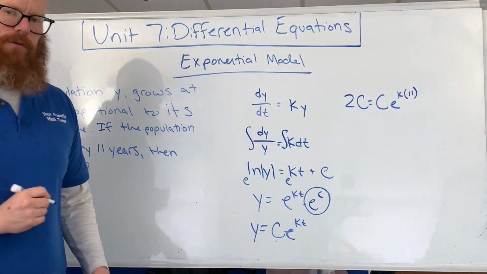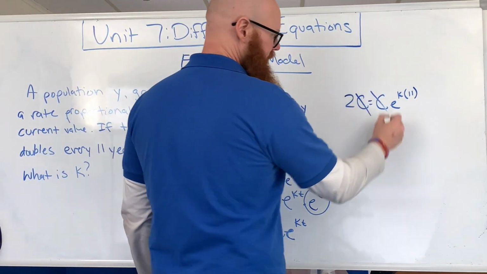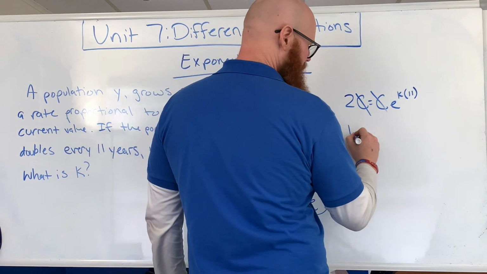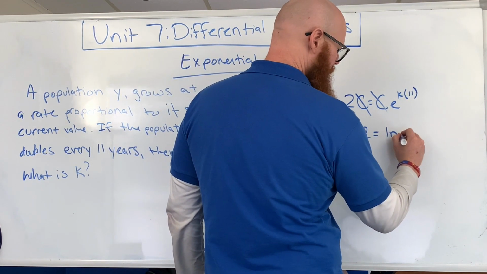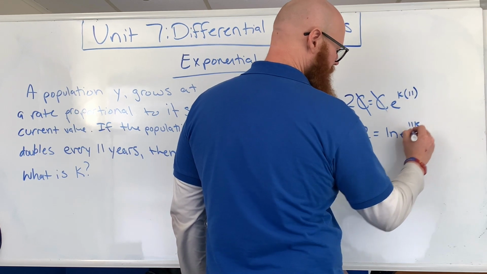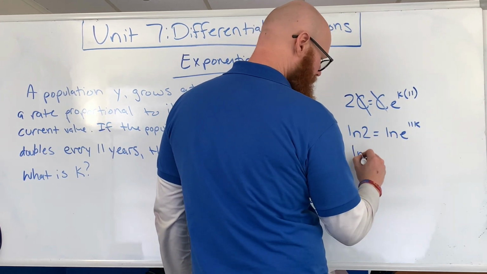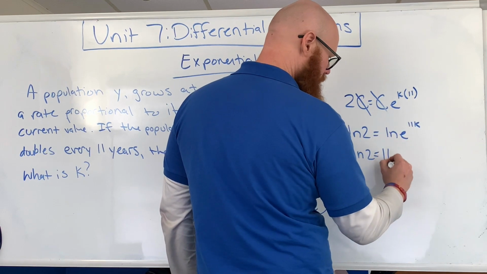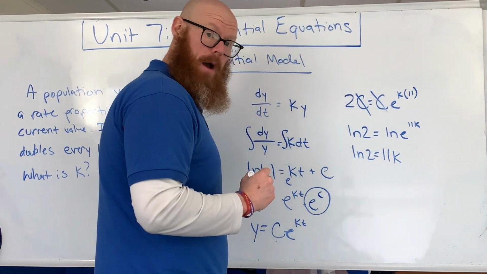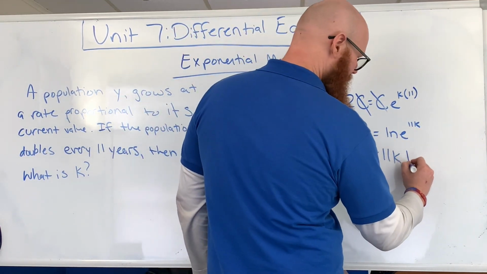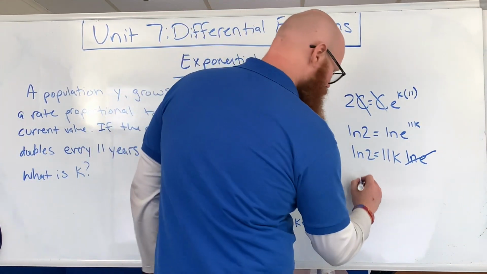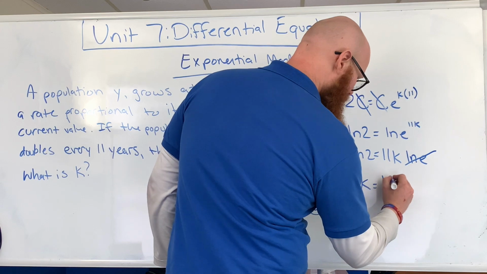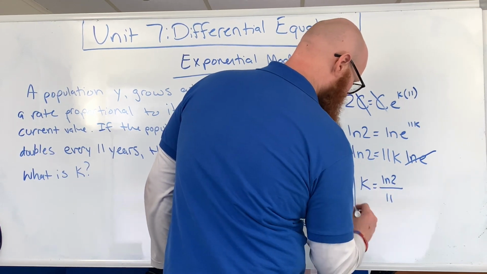Now I just have to solve for k. This is pretty easy because the c's cancel out. I'm going to take the ln of both sides. So the ln of 2 is equal to the ln of e to the 11k. I can bring the 11k in front using our log properties. And then I have the ln of e, but the ln of e is just 1. So k is going to be the ln of 2 divided by 11.